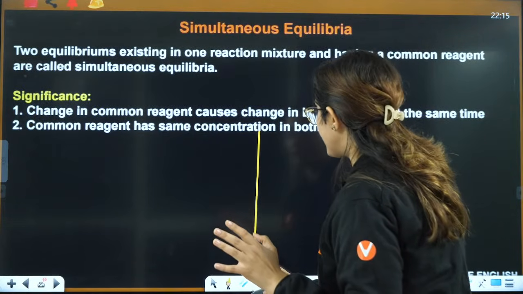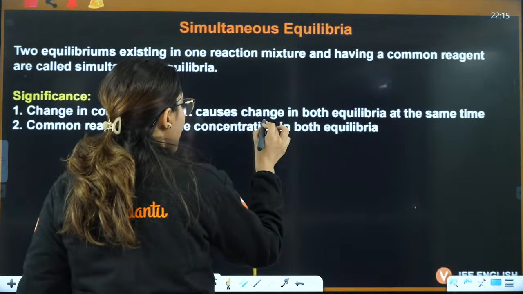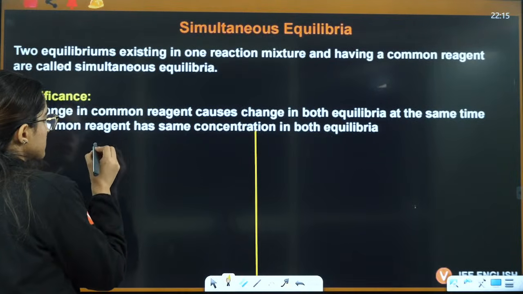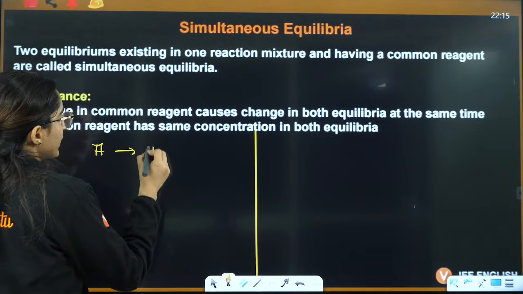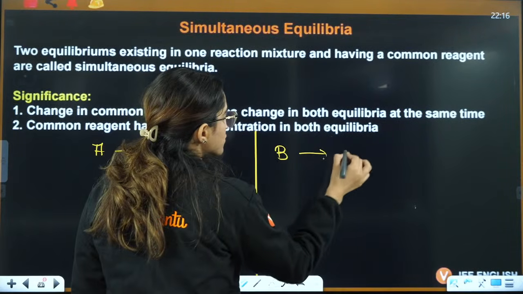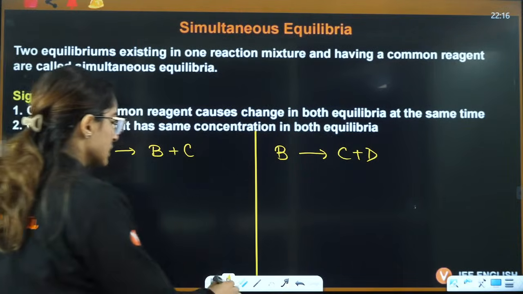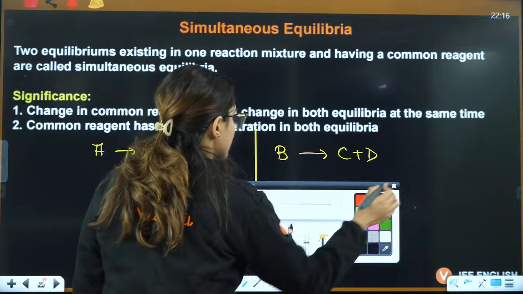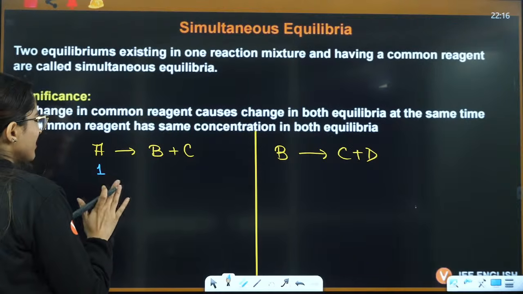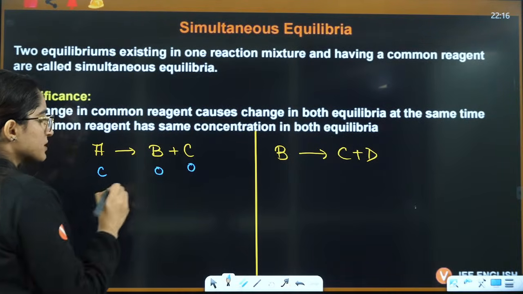Simultaneous means, for example, two processes are going on simultaneously and they have something in common. For example, A gives rise to B plus C, then this B gives rise to C plus D. Now these are going on simultaneously. Let's say the initial concentration of A is C, and B and C are 0.